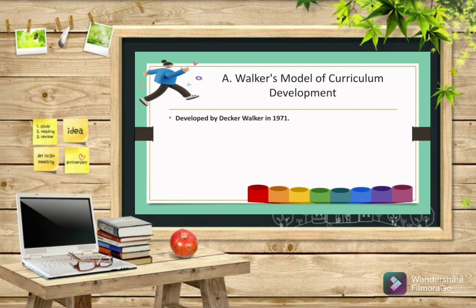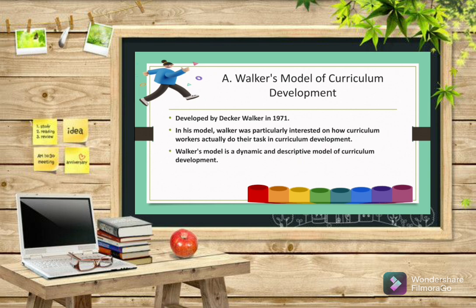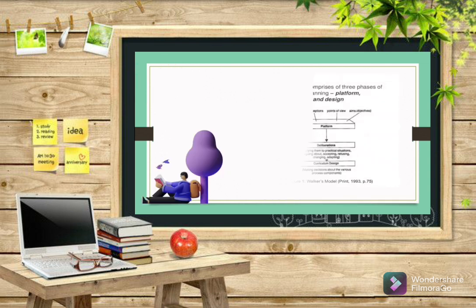Developed by Decker Walker in 1971. In his model, Walker was particularly interested in how curriculum workers actually do their tasks in curriculum development. Walker's model is a dynamic and descriptive model of curriculum development. It reflects the realities of how curriculum workers plan and develop a curriculum. The model comprises three phases of curriculum planning, which are platform, deliberation, and design.